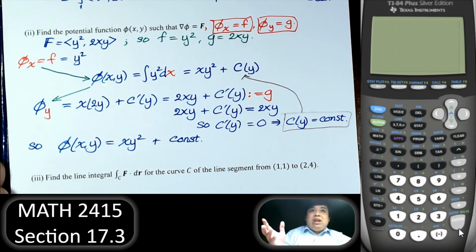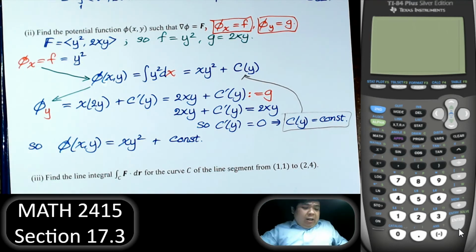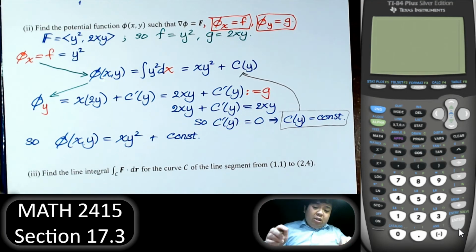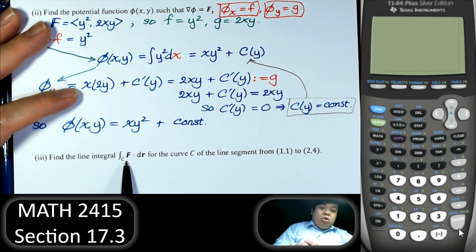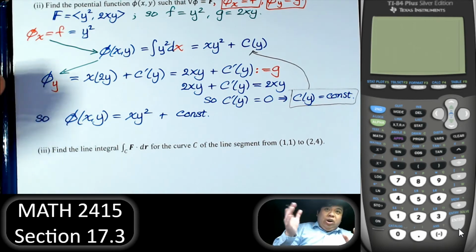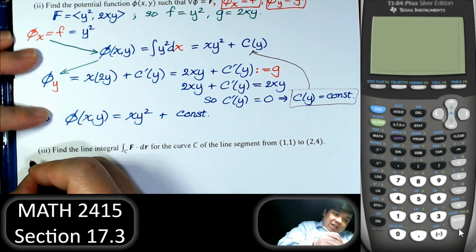So we know the answer already. Just make sure we have that. So this time though, we actually just do the line integral, even though we know the answer is 31 already.